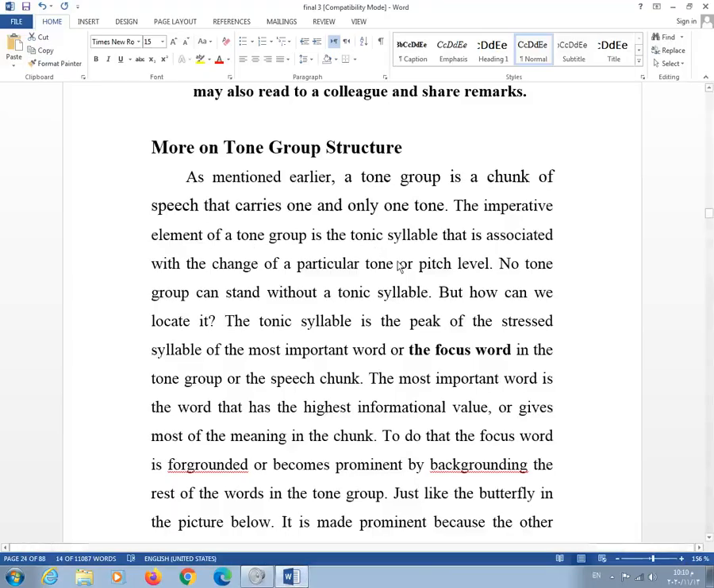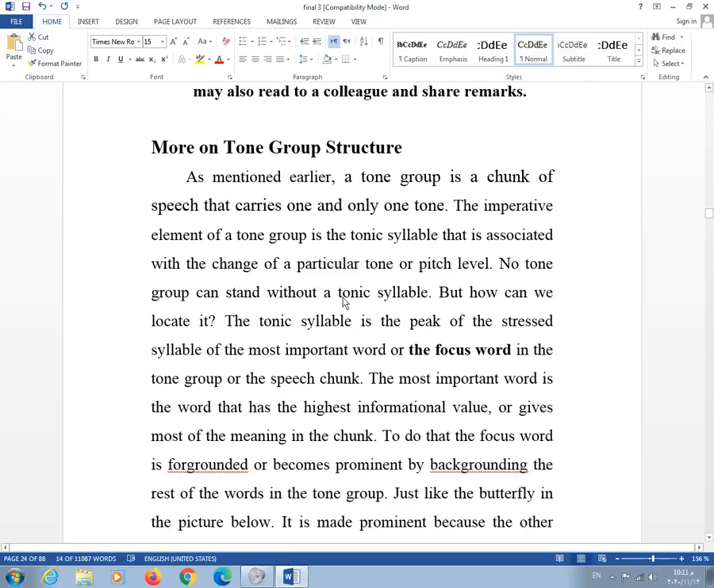In the previous lectures we talked about English intonation and its functions and how our speech is chunked into tone units, and each tone unit carries some intonation and some meaning. Today we continue our discussion of the structure of the tone group. We're gonna talk more about this.